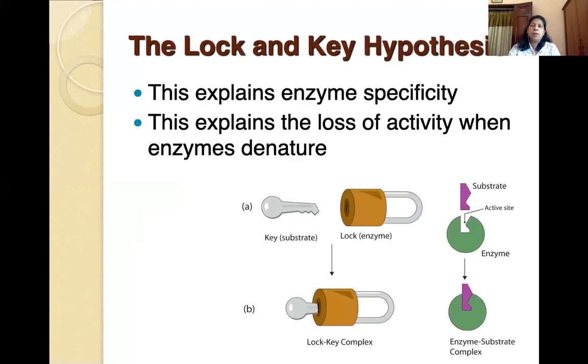When we talk about the lock and key hypothesis, if we take a padlock, that padlock has a special key. By using other keys, you can't open that padlock. Likewise, substrates are very specific and work with specific enzymes. All keys do not fit different types of padlocks. That padlock fits only that key.